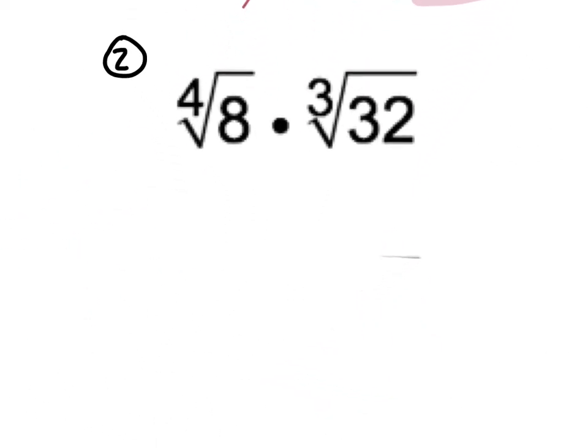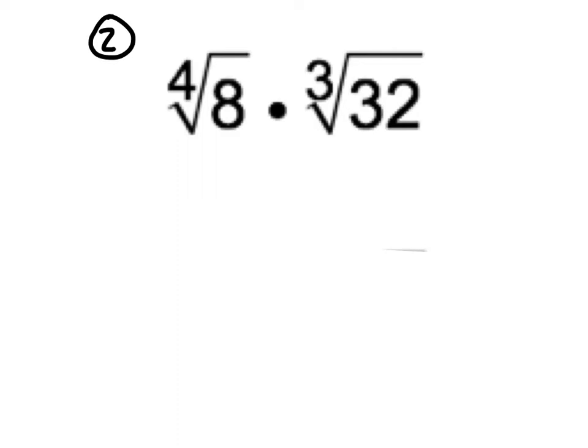Now number 2. So we can't combine these together because they have different indexes. So we have an index of 4 and an index of 3. So we can't combine them, but we can still break it down and simplify. So 8 breaks down into 2, 2, and 2. But when our index is 4, we need to circle 4 numbers in order to take them out, and we don't have 4 numbers here to take out. So we can't simplify this 8.